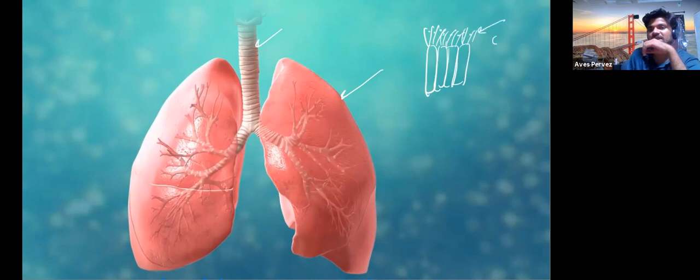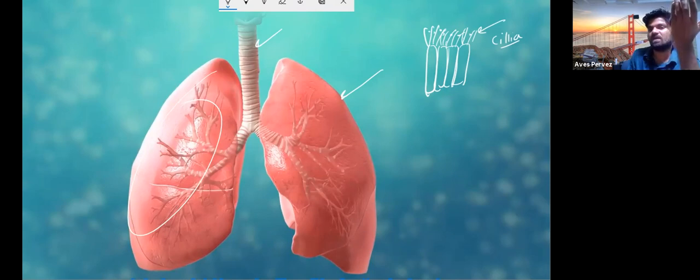So what's the function of cilia? Cilia prevent the dust particles from entering our lungs, and thus when we cough, these dust particles are exhaled out from the respiratory tract. So these cilia, the thread-like structures present over the cell, I can simply say, prevent the dust particles entering into the lungs. Got it?